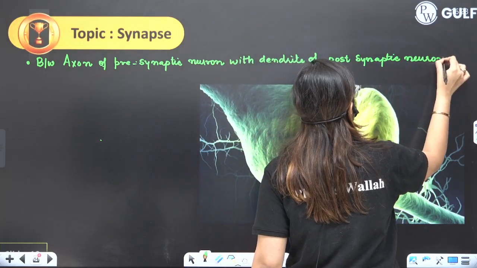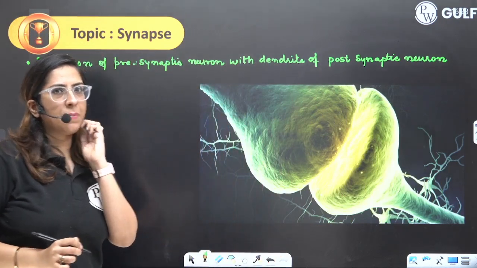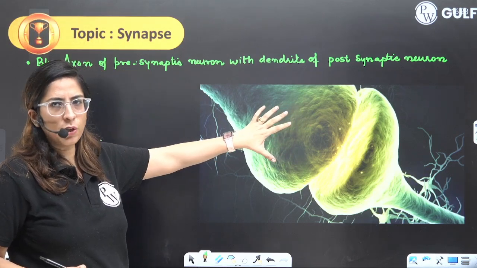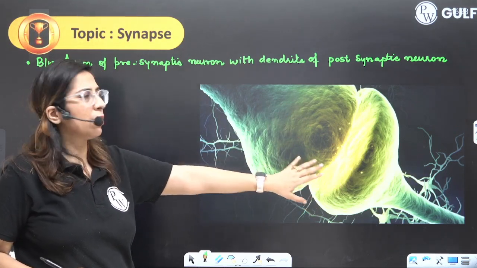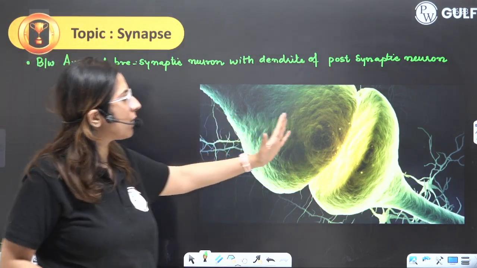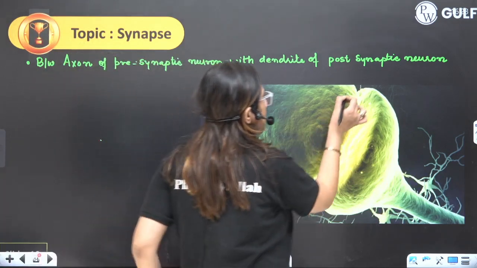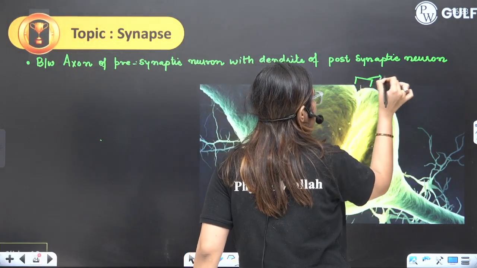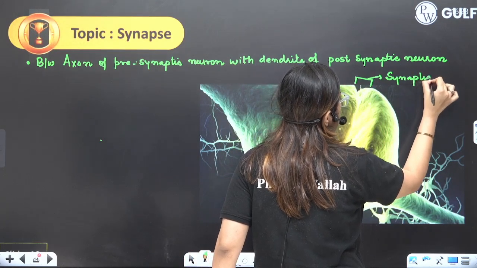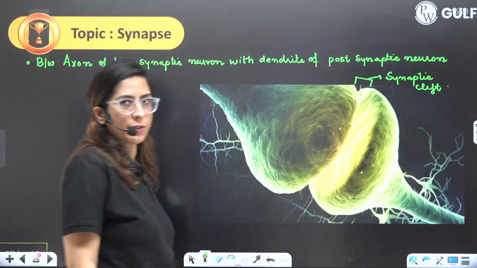You will see here a space is present, and that space is termed as the synaptic cleft. Here this is a presynaptic neuron, the second one is a postsynaptic neuron. Once the signal reaches here, the signal has to transfer from this neuron to another neuron. There is always a space between them, which is termed as the synaptic cleft.